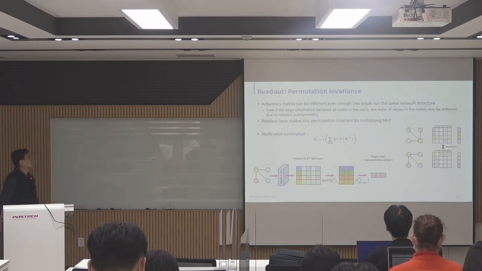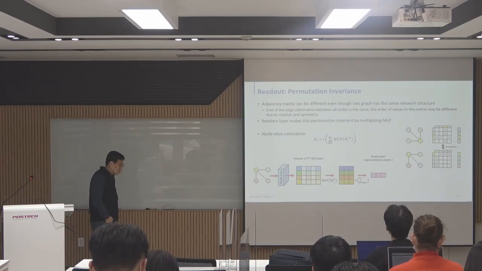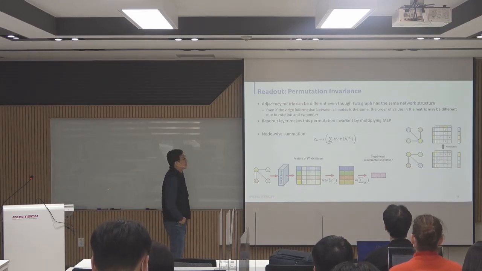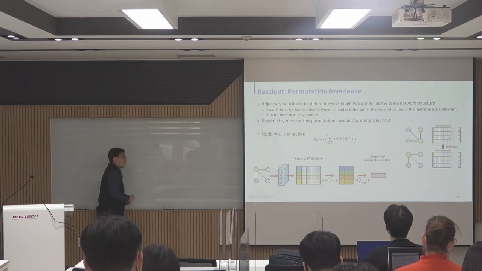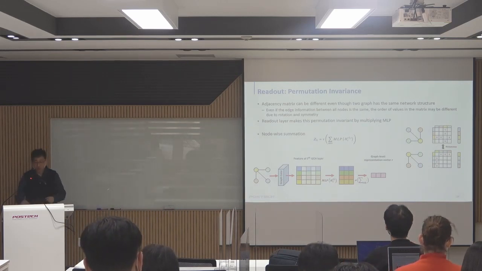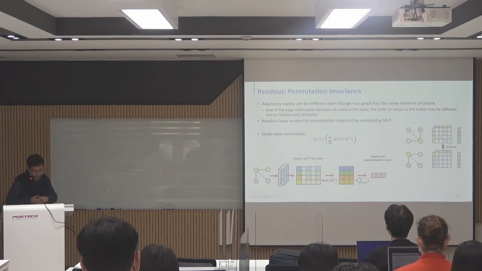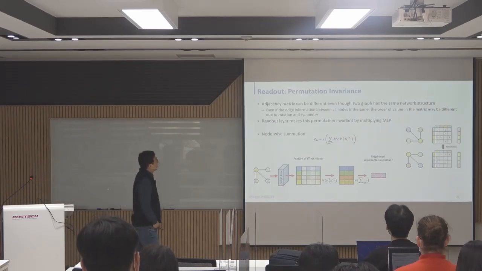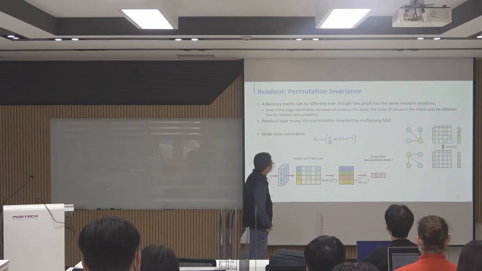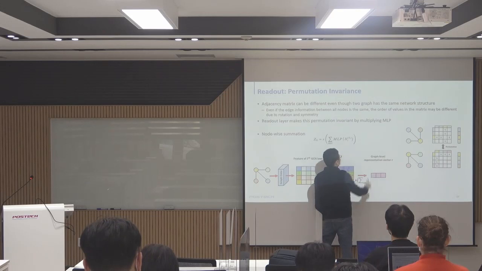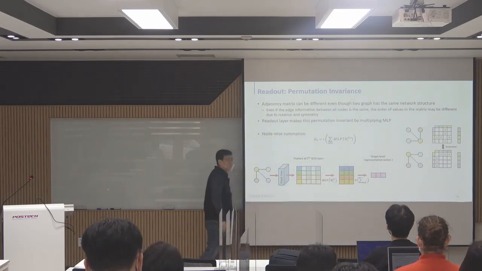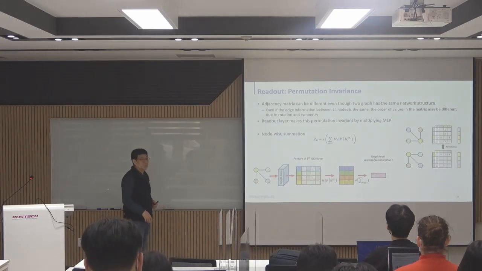The last one. There's still the minor issues. Not the minor, the big issues. We do have big issues. The problem is that two graphs with the same network structure can have different adjacency matrices. What does that mean?